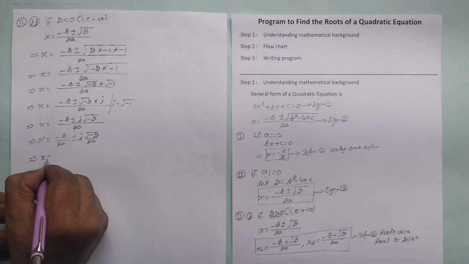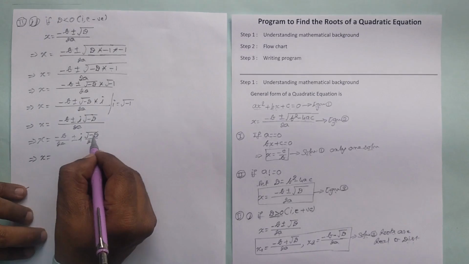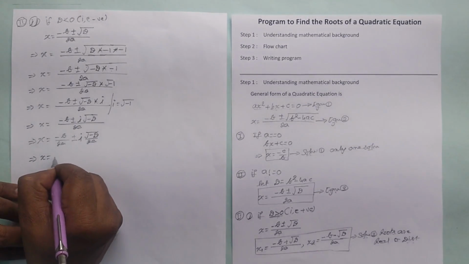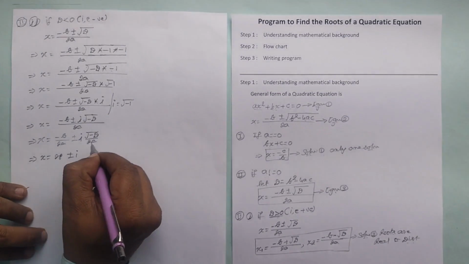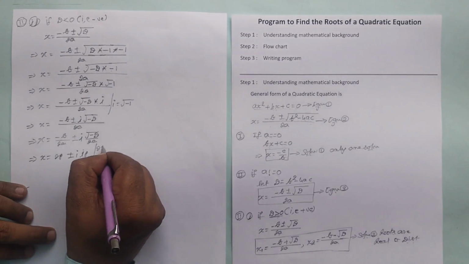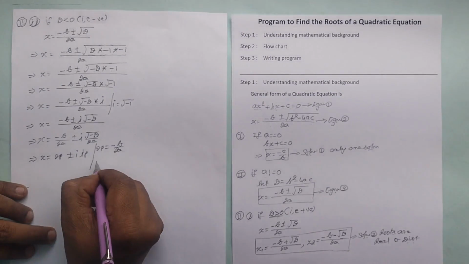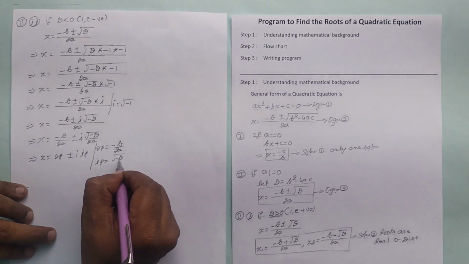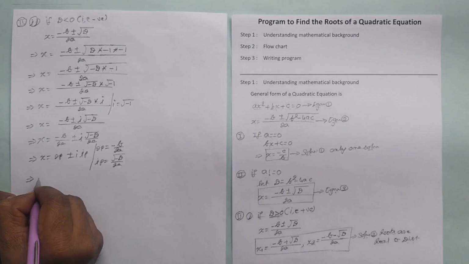Then x is equal to, this is nothing but the real part of a complex number, and this is the imaginary part of a complex number. So let us write it down like this: rp means the real part, plus or minus ip, which means the imaginary part, where rp is equal to minus b by 2a, and ip is equal to square root of minus d by 2a.